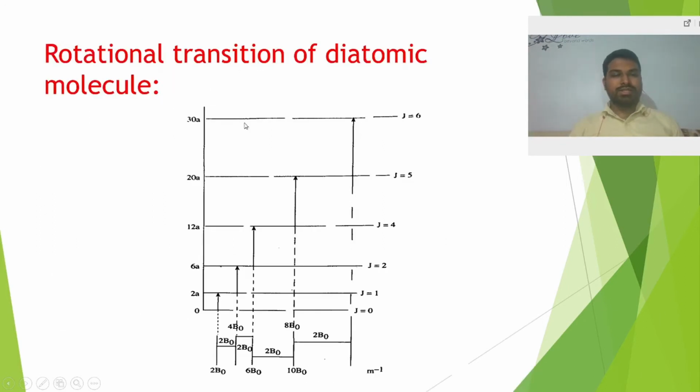These are the rotational transitions of a diatomic molecule. The energy levels are unequally spaced, but the spectral lines are equally spaced. What is the distance between them? 2B0, 2B0, 2B0 and 2B0. This is 2, 4, 6, 8, 10.